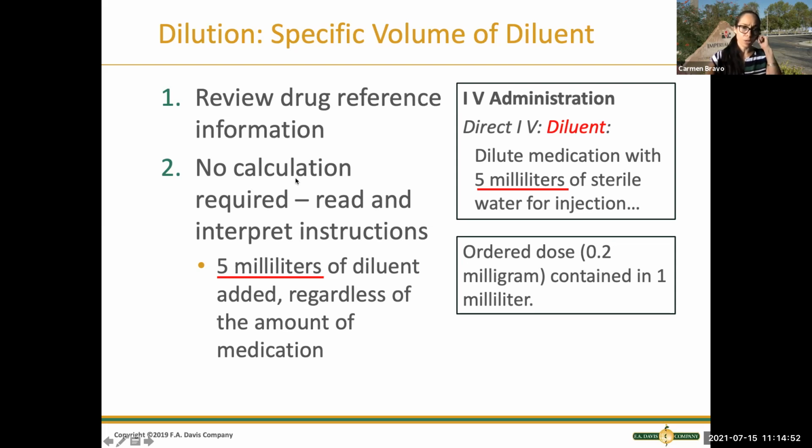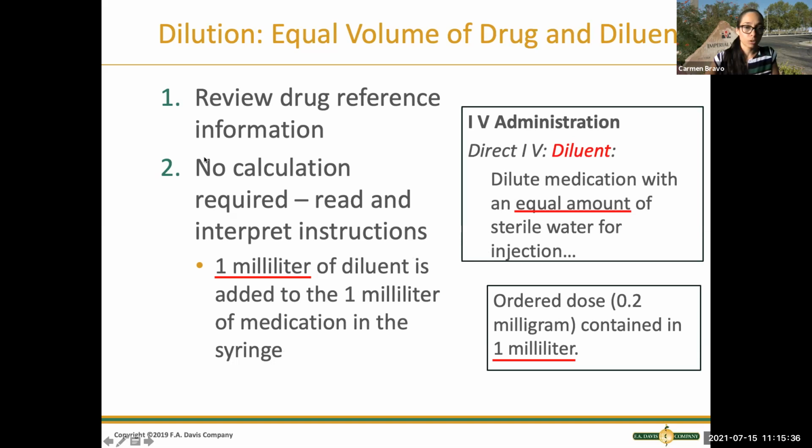For the most part, you don't need to do any calculations when you have to dilute. You just have to read. For example, it says dilute medication with 5 mLs of sterile water for injection. So that's the diluent, and it's going to say right there in the literature. All you need to do is add the 5 milliliters of diluent to the amount of medication. In this specific example, the ordered dose is 0.2 milligrams contained in 1 milliliter, and the diluent is 5 milliliters of sterile water.